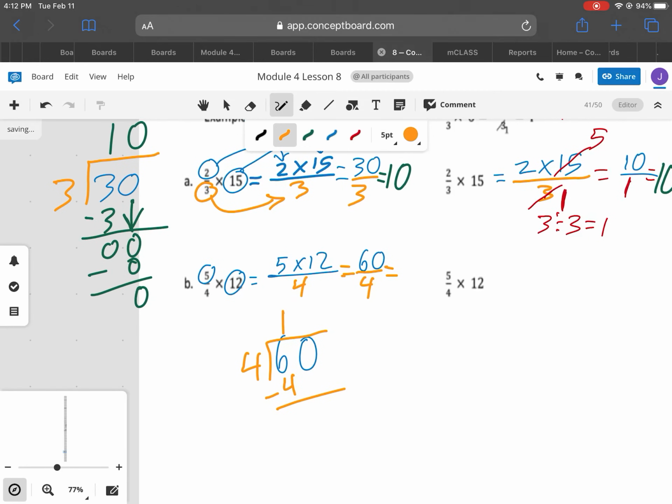I do this one. Gives me a 2. Bring down the 0. Now 20 divided by 4 is 5. Subtract that, and that gives me a 0. So my answer is 15.